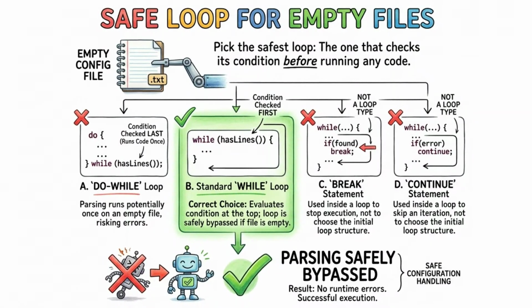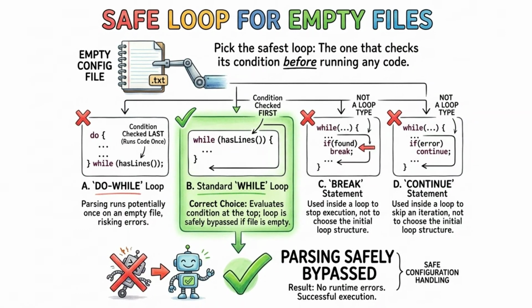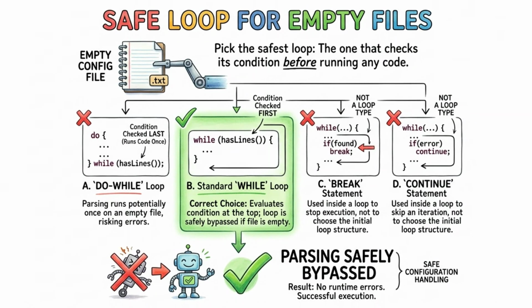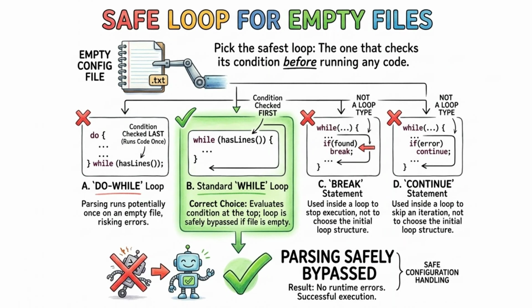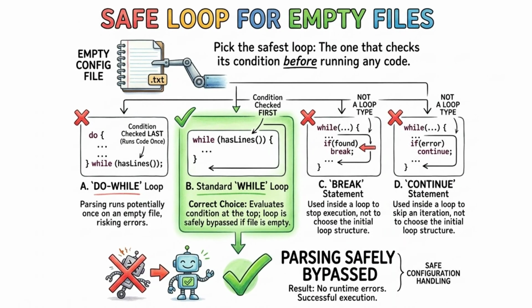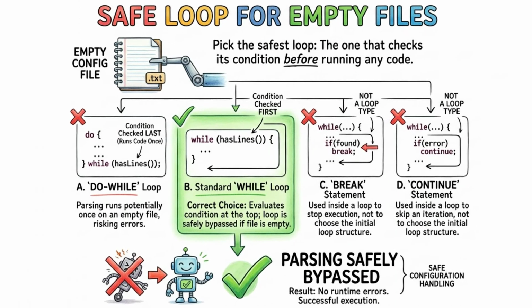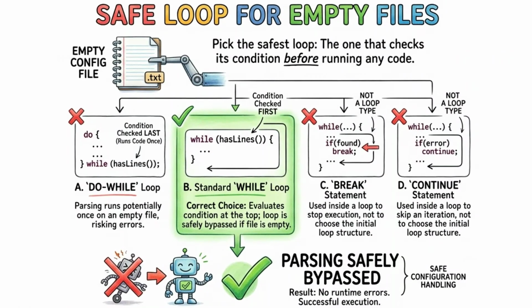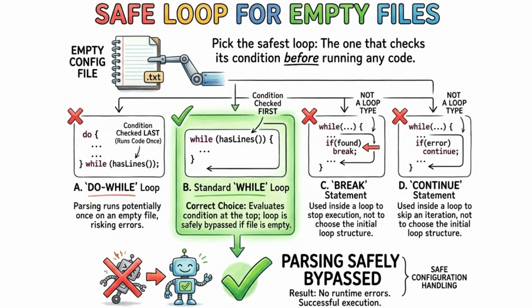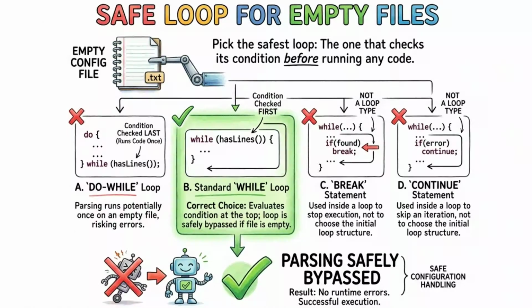Consider a scenario where you are writing a parser to read a configuration file line by line. If that file happens to be completely empty, your parsing logic should never even start. The safest control flow choice here is a standard while loop. Because a while loop evaluates its condition at the very top, before any code inside runs, an empty file will immediately return false. The loop body is safely bypassed, preventing potential runtime errors.